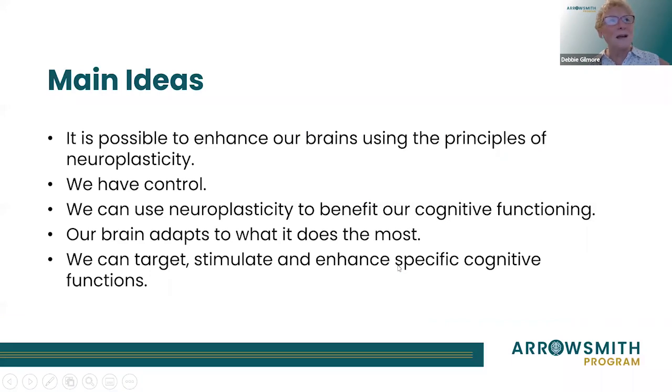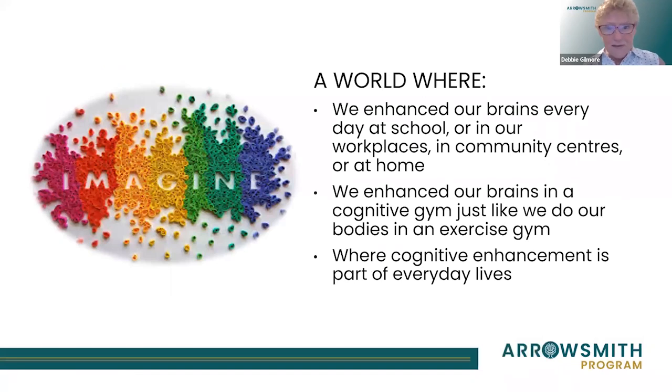So thank you, everyone. So here are the main ideas. It is possible to enhance our brains using the principles of neuroplasticity. We have control. We can use neuroplasticity to benefit our cognitive functioning. Our brain adapts to what it does the most. And very importantly, we can target, then stimulate and enhance specific cognitive functions. Really important.